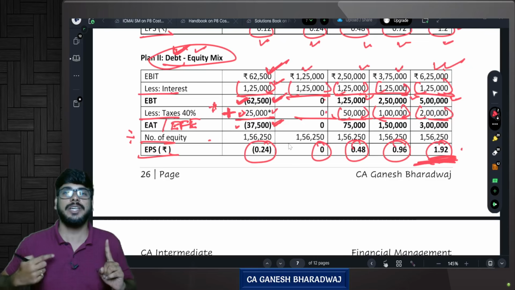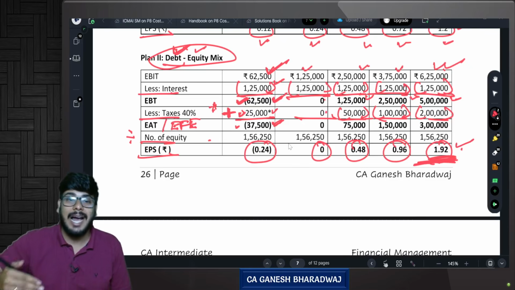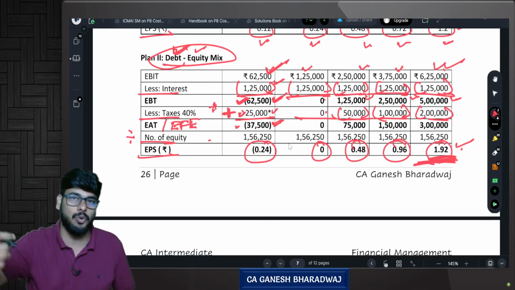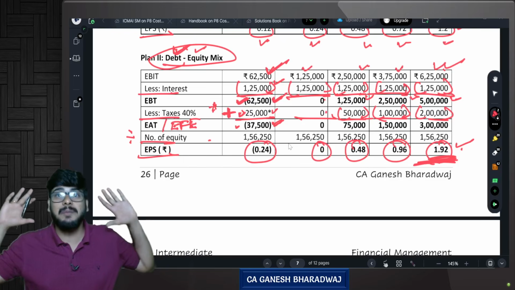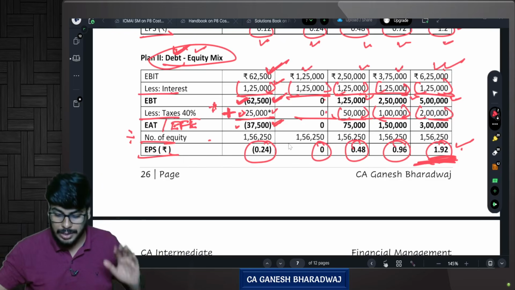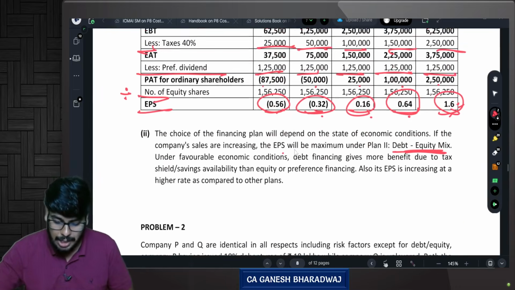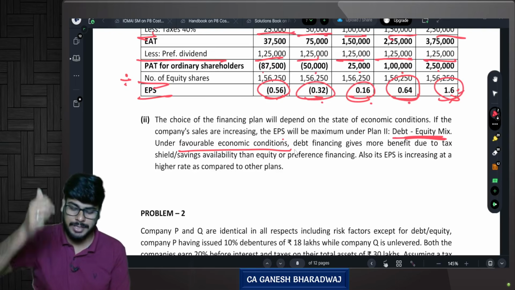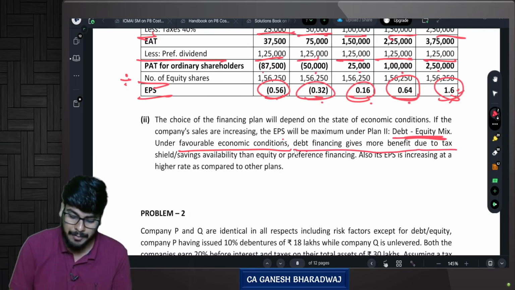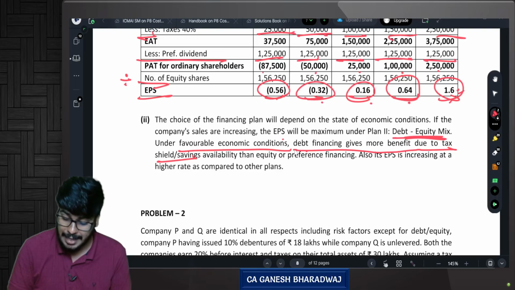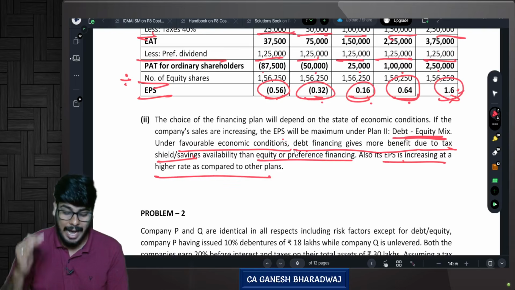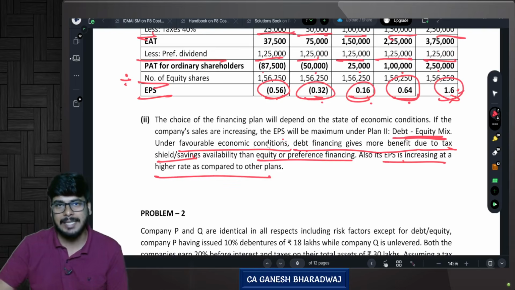So now leverage is working in my favor, and that is the reason as my sales increase, the magnifying effect is more, and so the earnings per share of the equity shareholders are more in this case. Are you clear with this? Look at this. So under favorable economic conditions means what? You have more sales. So debt financing gives more benefit due to the tax shield or tax saving availability than the equity or preference financing. Also, its EPS is increasing at a rate higher as compared to the other plans. Are you clear with this?